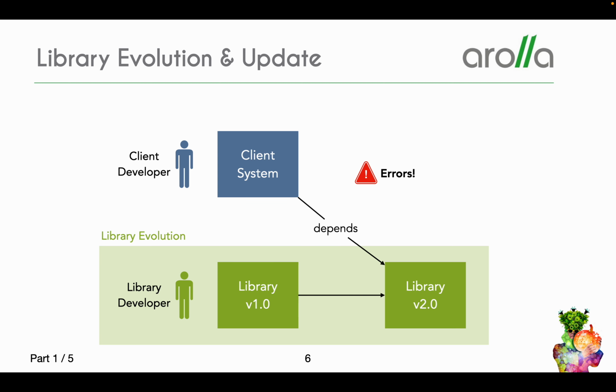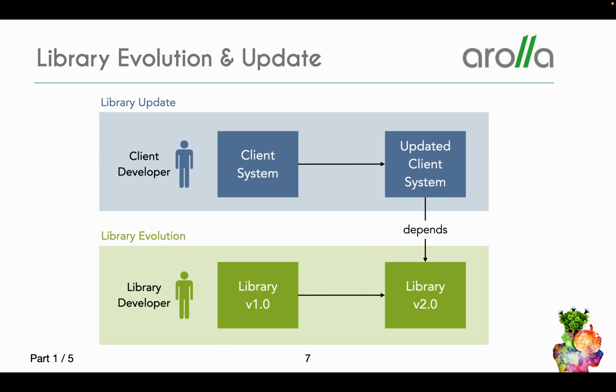Normally, a library is expected to maintain backward compatibility. However, in practice, this often does not happen. Libraries introduce changes that are called breaking changes, which break backward compatibility. And when this happens, client systems that try to use the new version of the library have errors, and they need to update their code. So this process of updating the client system in response to library evolution is called library update.